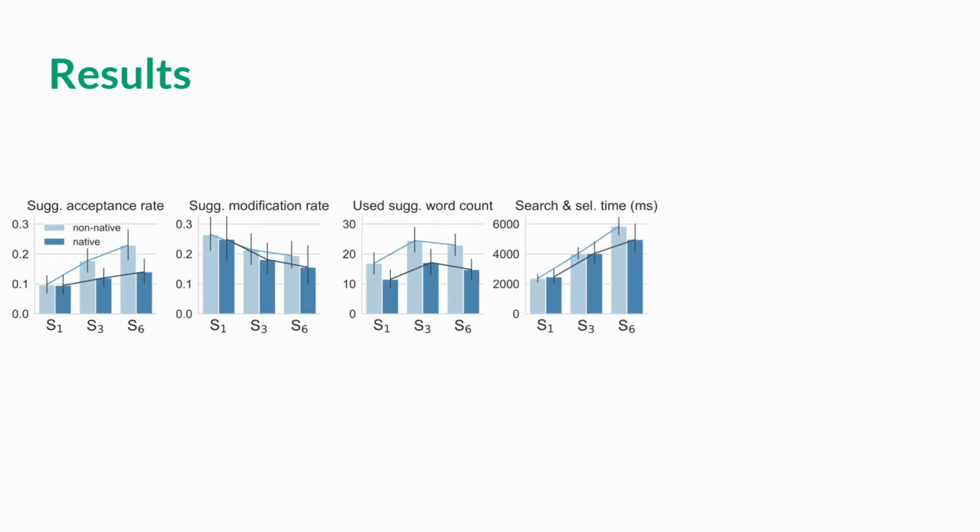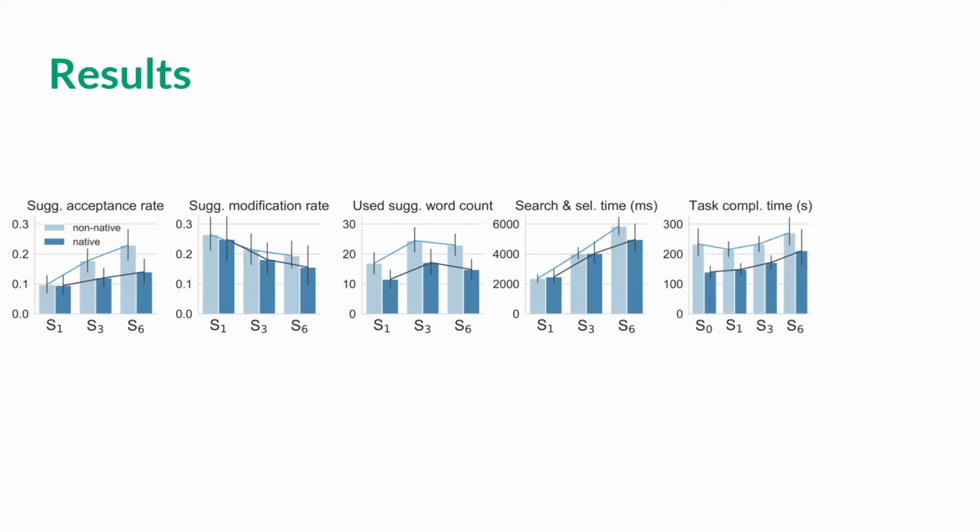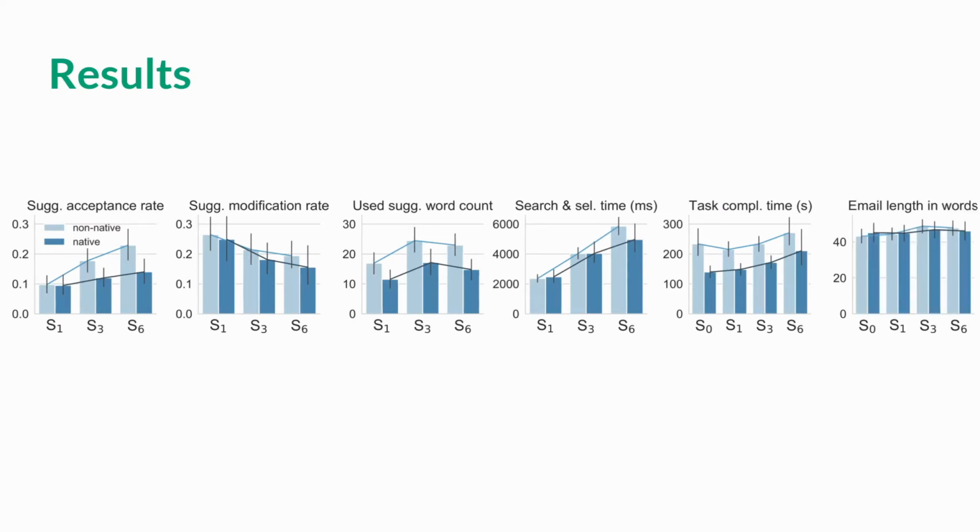And as can be expected, showing more suggestions increased the time it took people to make their selection among these lists. Looking at time, showing 6 suggestions resulted in longer task times compared to no suggestions and 1 suggestion. And finally, the email length was rather stable across the different suggestion numbers.